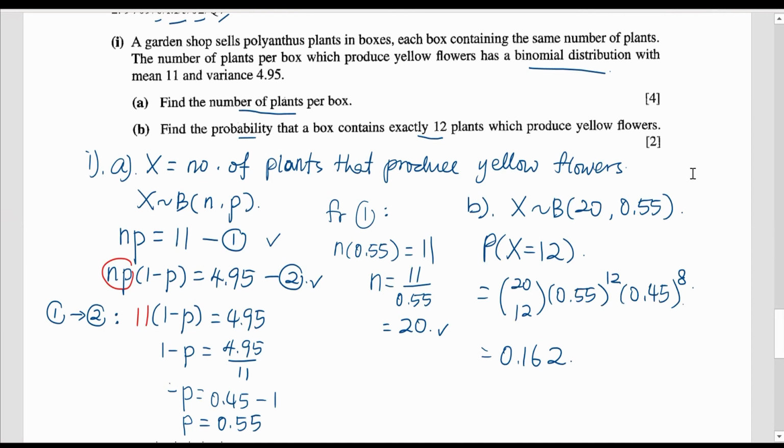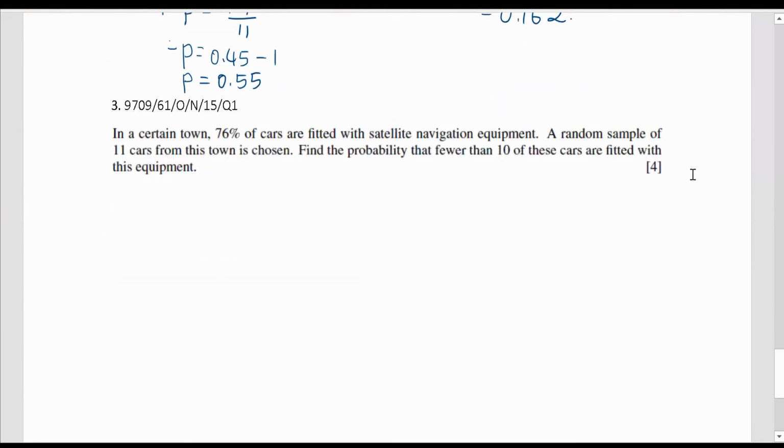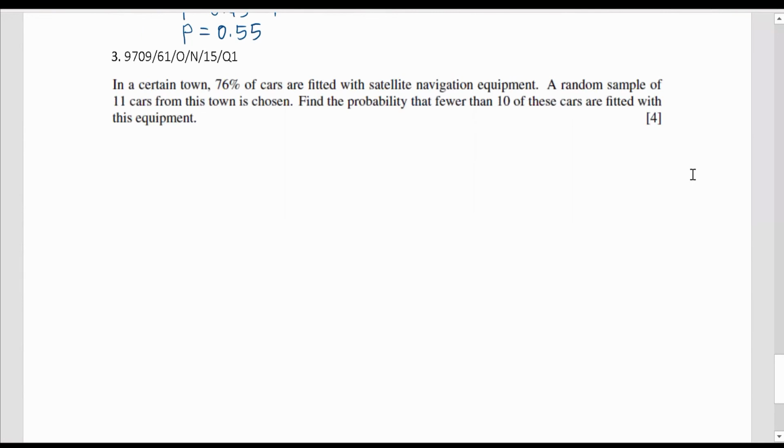Now we look at the next questions. Question 3 is a question from October/November 2015, variant 1, question 1. So please try to answer these questions. I'll put the answer in the comments below.